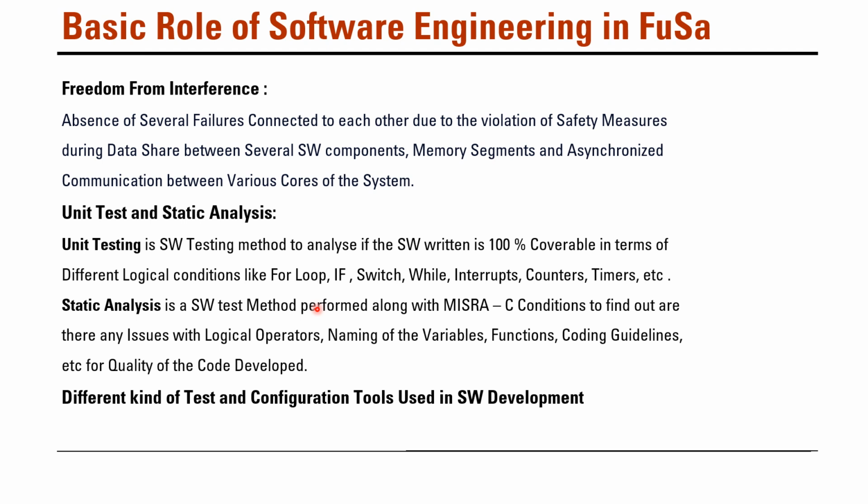Also, we have different kinds of test and configuration tools used in software development for testing of the components, for implementation, integration or configuration of the software runnables or application components or basic software components. Like there are several AUTOSAR and Adaptive AUTOSAR configuration tools, and they also play a major role during the code generation. Since these are automatic code generation tools, they must also follow different kinds of coding standards.